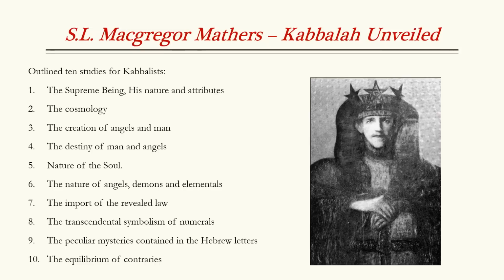8, the transcendental symbolism of numerals. So Pythagoreanism, number theory, specifically gematria. We don't use the term numerology because that gets conflated with modern New Age movements. Number 9, the peculiar mysteries contained in the Hebrew letters, which we'll be talking much more in depth in a few slides. And number 10, the equilibrium of contraries, so the study of polarities, of opposites, and their eventual recombination.